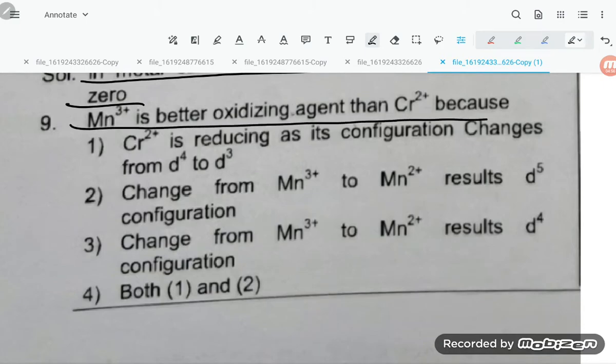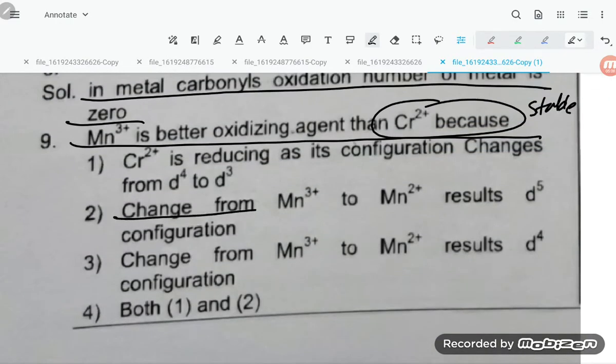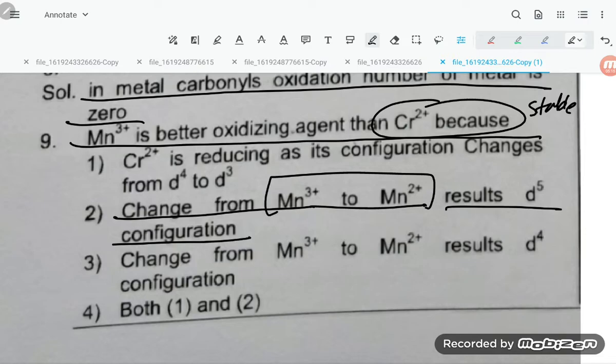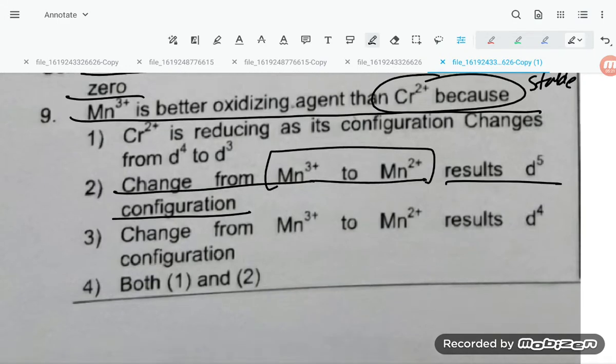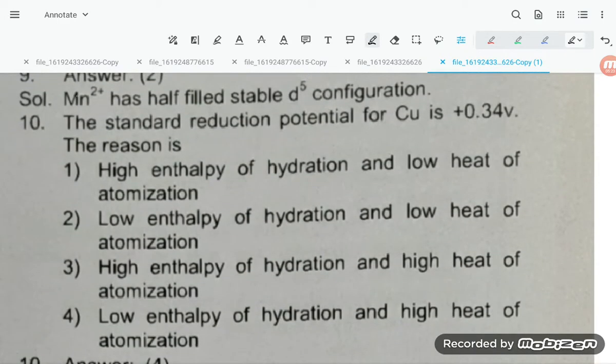Mn3+ is a better oxidizing agent than Cr2+, because Cr2+ has the stable configuration, students. So what is the answer? The change from Mn3+ to Mn2+ results in a d5 configuration, so it acts as a strong oxidizing agent. Mn2+ is a half-filled stable configuration.